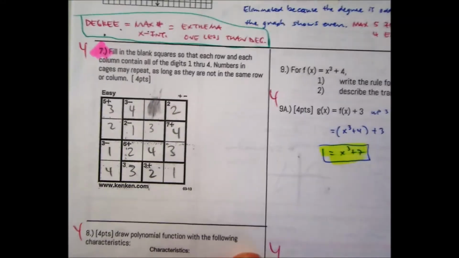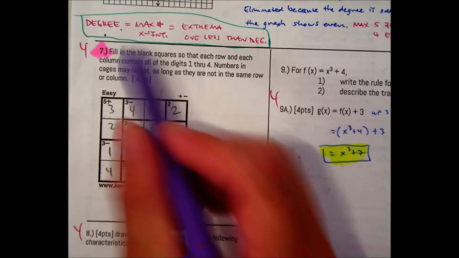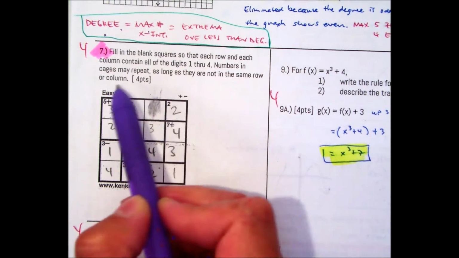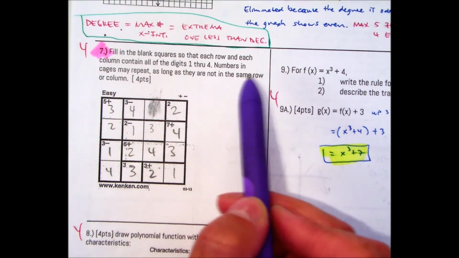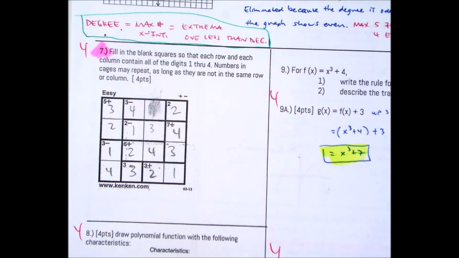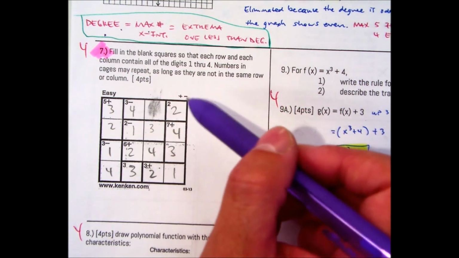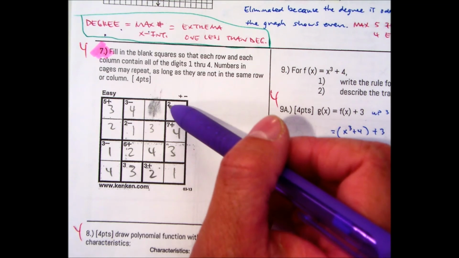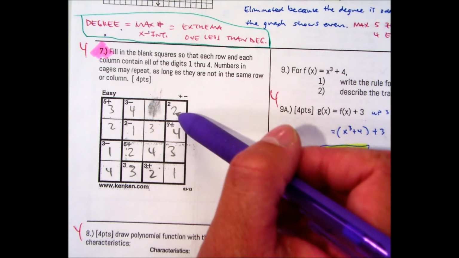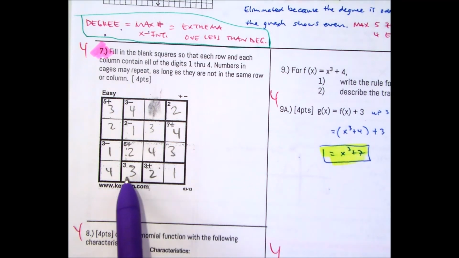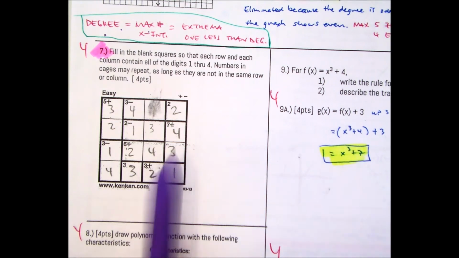Question number 7, fill in the blanks so the squares in each row and each column contain the digits 1 to 4. Numbers in cages may repeat as long as they are not in the same row or column. So if I'm doing this problem, let's just say you've never done this before and you're struggling, I'm going to look for the freebies. The freebies are the ones that have a number but no plus or minus. So there's my freebie, 2. Are there any other freebies? Yeah, down here, 3.